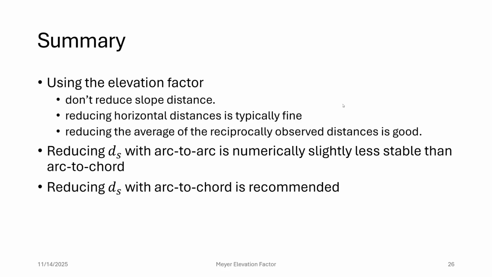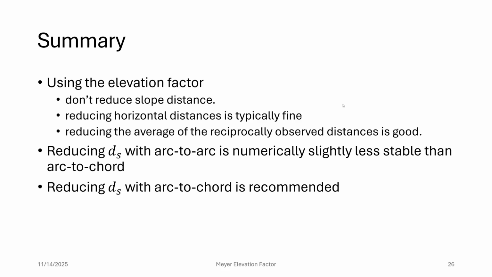But if someone is working on a control survey where really long lines are being observed, then that would not be a good practice. We saw that error increased up to 16 millimeters on a 1,000-meter line, and that's terrible. On the next slide, I'll show you sort of where the cutoff point is. So in standard practice, yeah, it's fine. Reducing the observed horizontal distances works just fine. In all cases, reducing the average of the reciprocally observed horizontal distance is great.